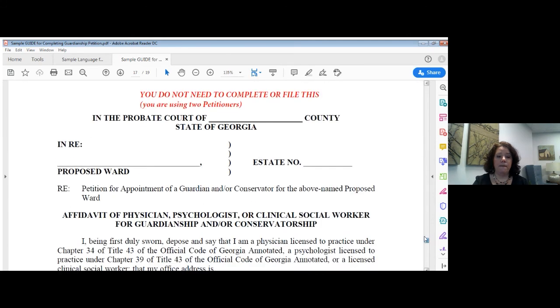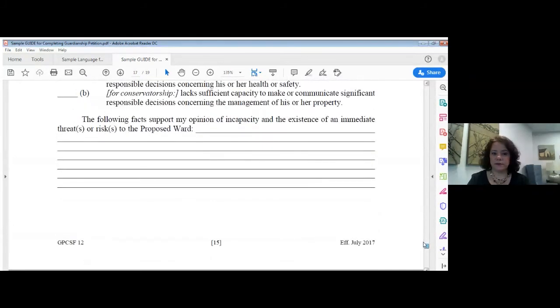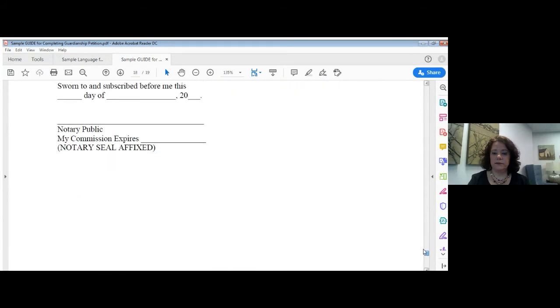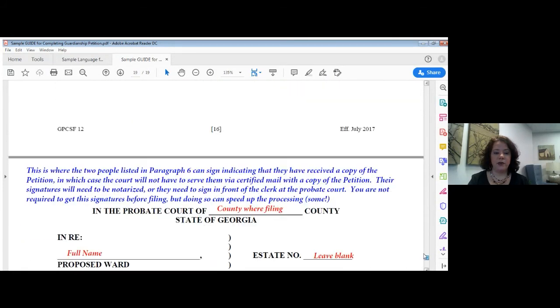And this is the doctor's affidavit. So hopefully you are using 2 petitioners, and so you don't even need to complete or file this document, but it will be in there. I just wanted to address that since I know that you will see it.